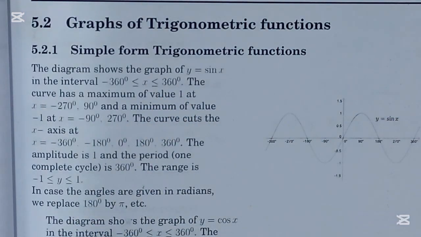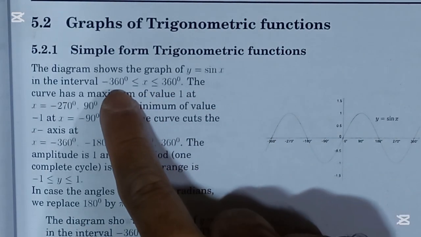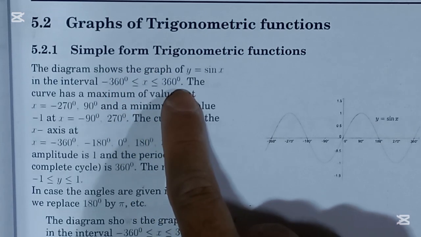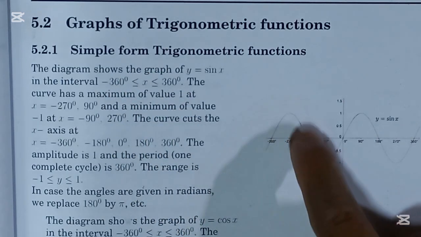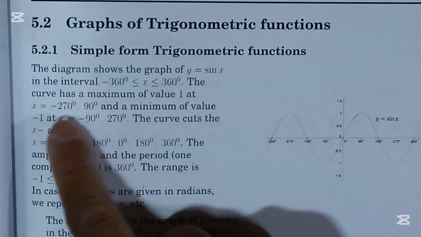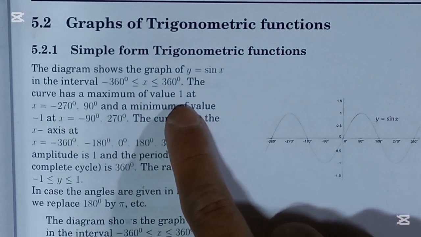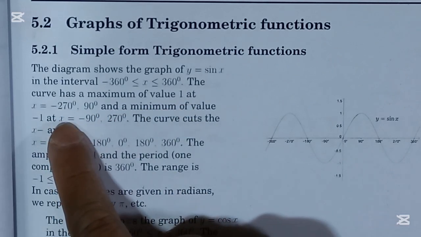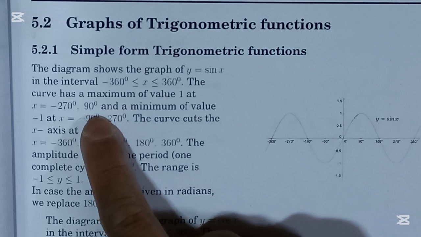The first step will be to make a table, like you have done in previous classes, especially in O levels. First we will make the table of sine theta in the interval of minus 360 to plus 360, and then we will draw the graph. From the graph and from the table it will be easily seen that the curve has a maximum value of 1 at minus 270 and plus 90 degrees.